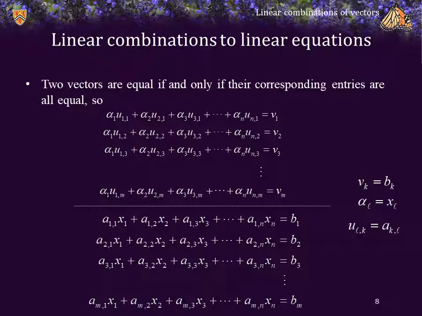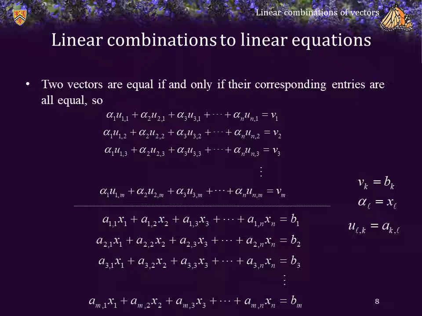The entries of the vectors give us the corresponding multiples of the unknowns. So u sub lk is equal to the coefficient a sub kl. Now, the reason for flipping the indices is, in the second case, the first index gave us which equation we were in, while the second index gave us which unknown we were multiplying it by.